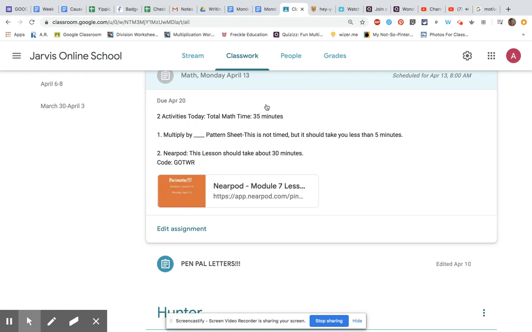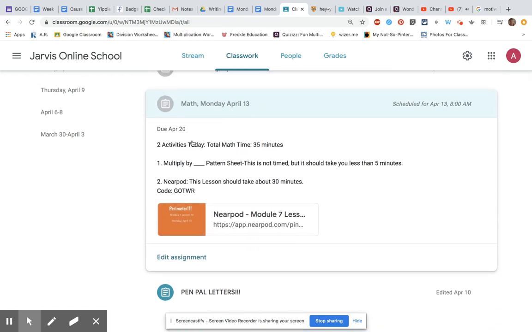For math, you have 2 activities today. Your total math time should take you about 35-40 minutes. If it's taking you an hour or 2, I'm not sure what you're doing because it shouldn't take you that long. It should take you about 35 to 40 minutes.